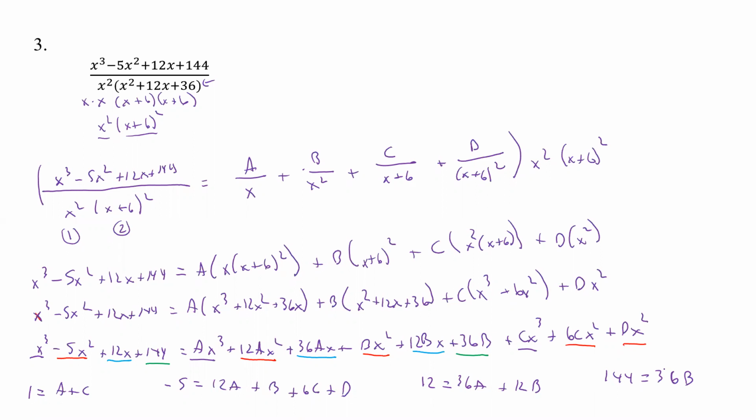All right. So now let's transfer all of that to the next page. And so that said, that was 1 equals a plus c. Then we had, I think it was a negative 5 equals 12a plus b plus 6c plus d. Then we had 12 equals 36a plus 12b. And then our last one was 144 equals 36b.